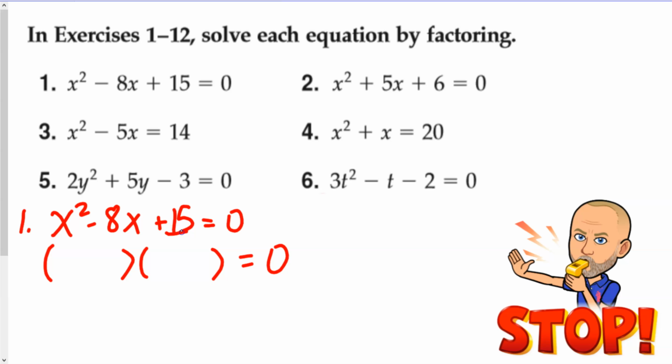Two numbers that multiply to give me 15 and add to give me a negative number. Both of them have to be negative. And I'm just going to take a guess and say negative 5 times negative 3 equals positive 15, and negative 5 plus negative 3 is negative 8. So this trinomial factors into these two binomials. And then I set each of those equal to 0.